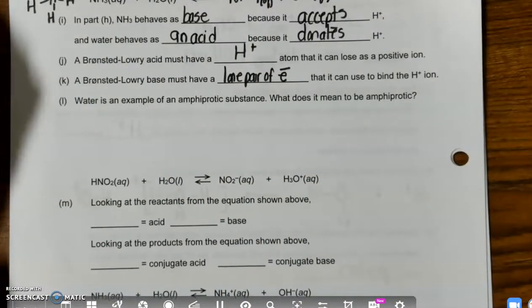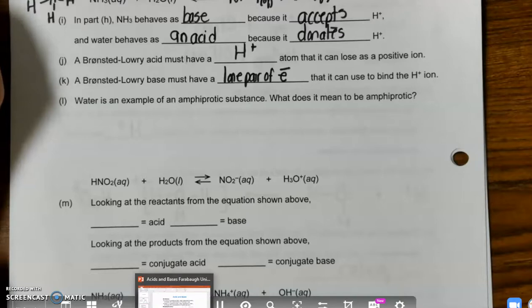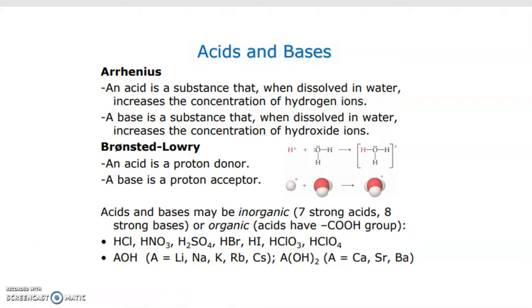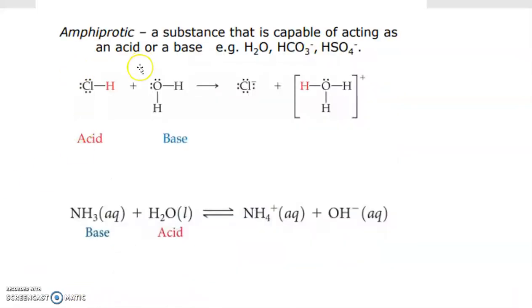Okay, now substances can be both. All right, so let's look at the definition of amphoteric here. It is a substance that is capable of acting as an acid or a base. Examples include water, the hydrogen carbonate, and the hydrogen sulfate ions. So that is the definition of amphoteric, a substance that is capable of acting as an acid or a base.